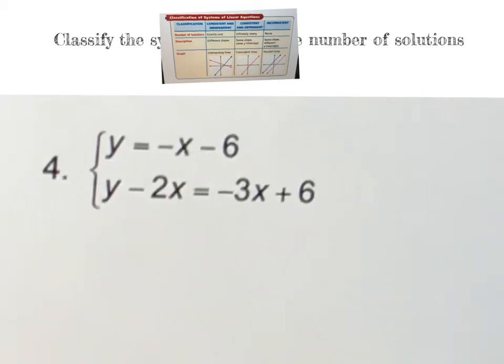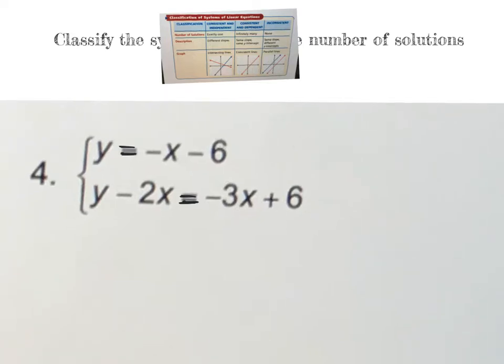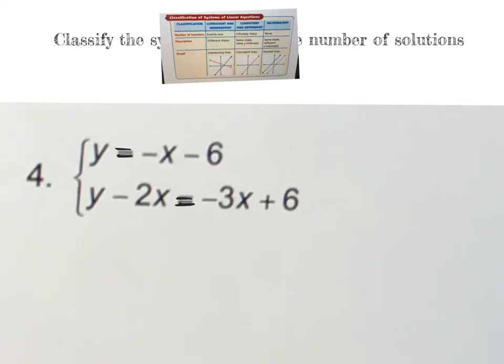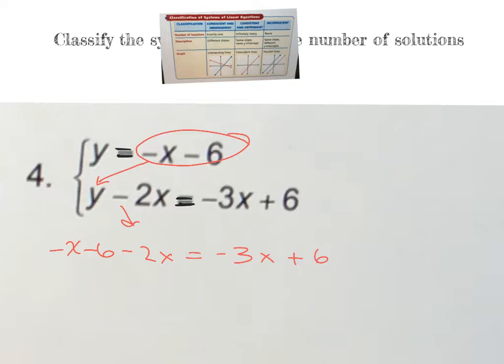Again, just so that you could see, because I took a picture of the screen, those are the equal signs. When I have these here, this one tells me y equals, so probably the best thing to do is to just take this and put it into this y. So that's going to be y, which is negative x minus 6, minus 2x equals negative 3x plus 6, and just solve like a regular equation.